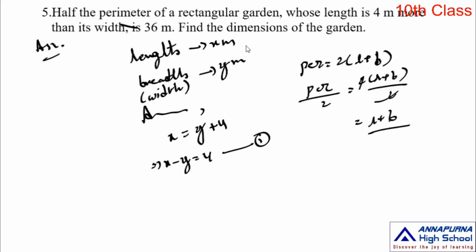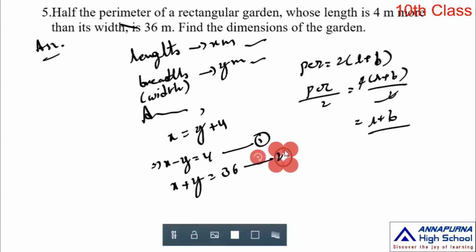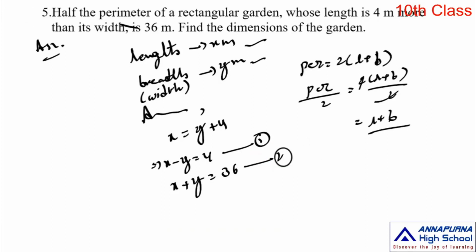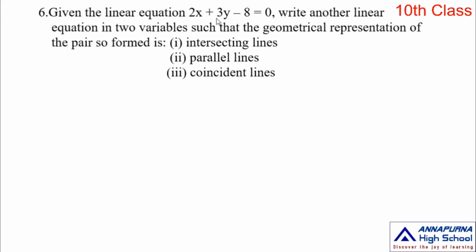Here we have taken the length as x meters and the breadth as y meters. So x plus y is equal to half of the perimeter, which is 36. This is the second equation. By solving these two equations by graphical method or any algebraic method, we easily find the length and breadth. Okay, you can try on your own. And next, sixth one.